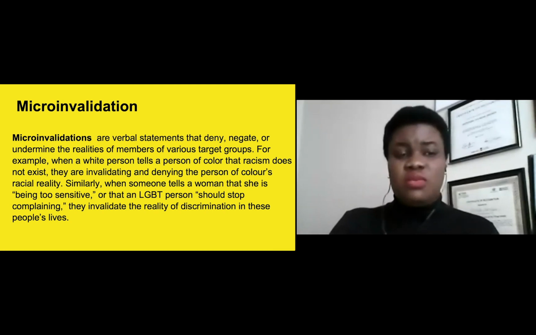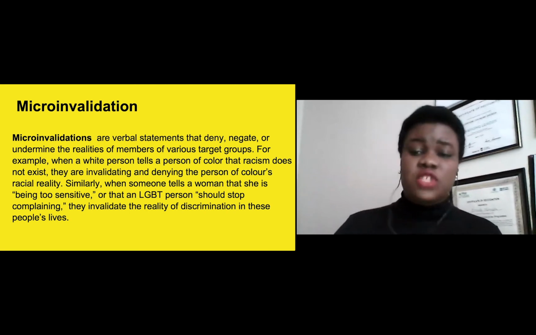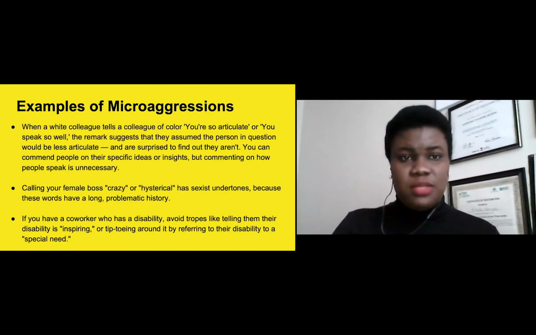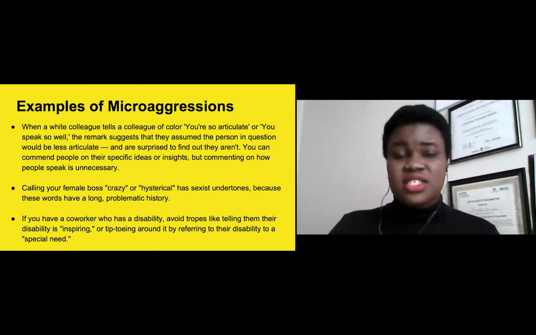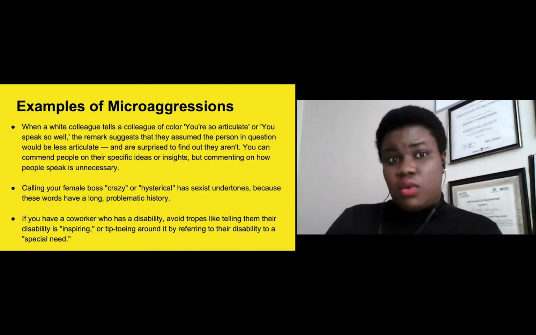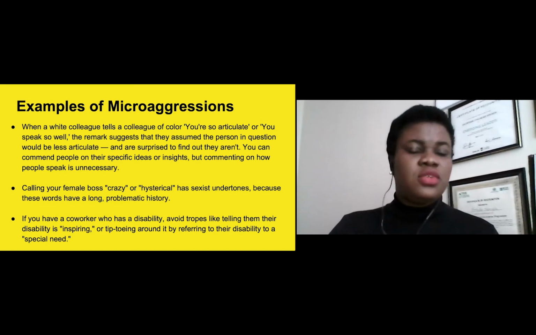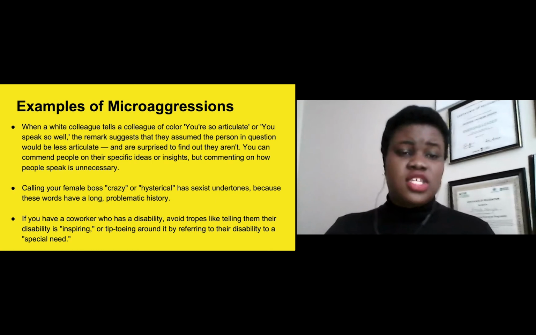Similarly, when someone tells a woman that she's being too sensitive, or even saying things like, oh, I think she's on a period, that itself is micro-invalidation. Or think about what people say to a member of LGBTQ community. You should stop complaining. That is you trying to invalidate the reality of discrimination that exists in the lives of these people. There's so many examples of microaggressions we see and experience every day in our society, in school, on social media, even at home, right? In our neighborhoods, we see these things happen all the time. So I'll give an example, 2 examples here.